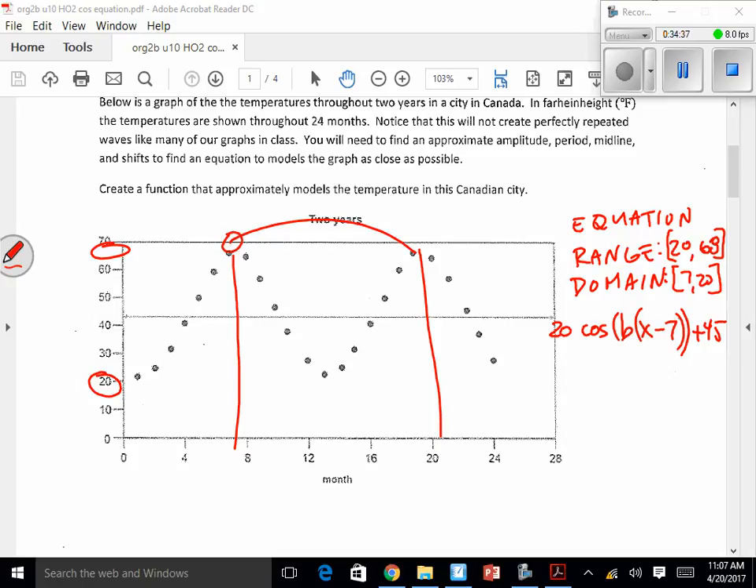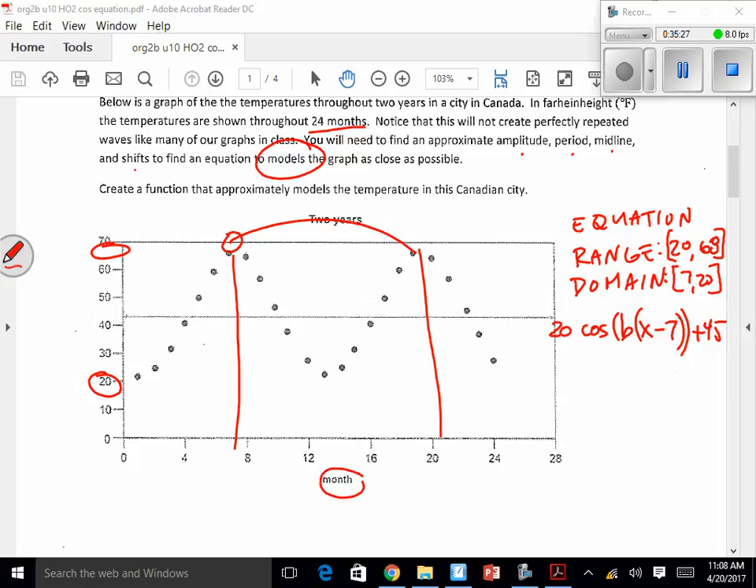Now, the good news is most graphs actually label what the bottom numbers are. So you almost don't have to hunt for them, but I still want you to mark it up in the paragraph. Let me keep reading. Notice that this will not create perfectly repeated waves like many of our graphs in class. You will need to find an approximate amplitude, and find an equation that models. Please circle the word models. Circle and highlight, anytime they ask you for an equation that goes with a real world problem, you are modeling a real world problem. That is, you are writing out an equation that will represent that real world situation.